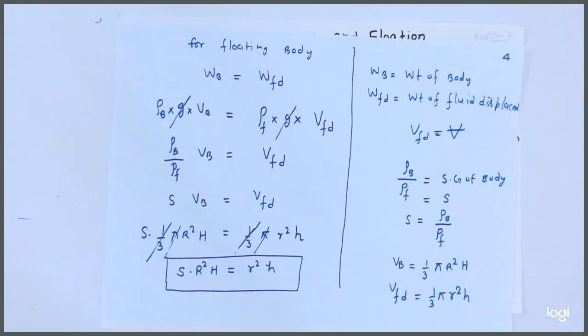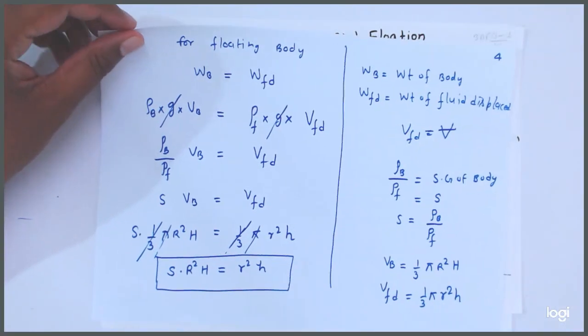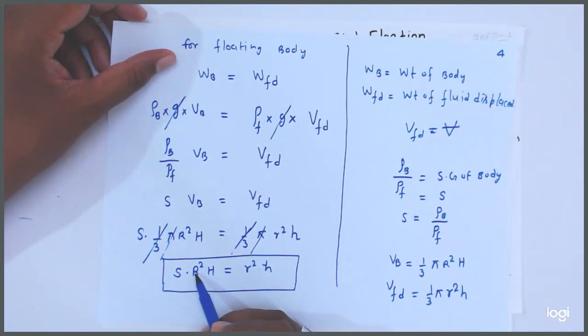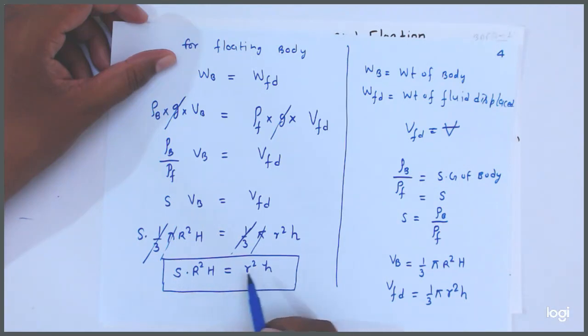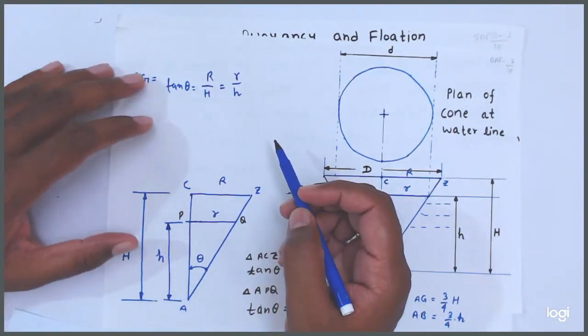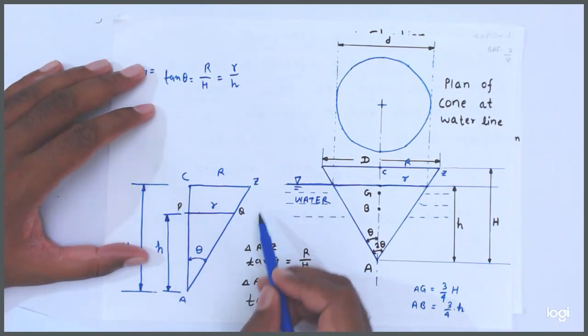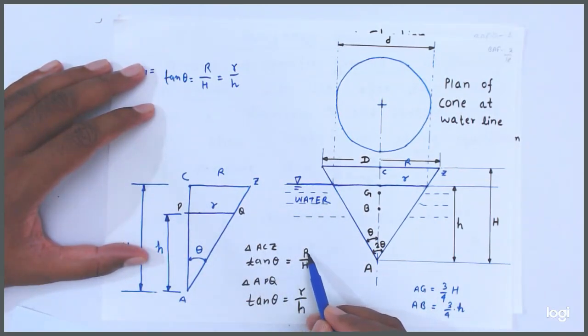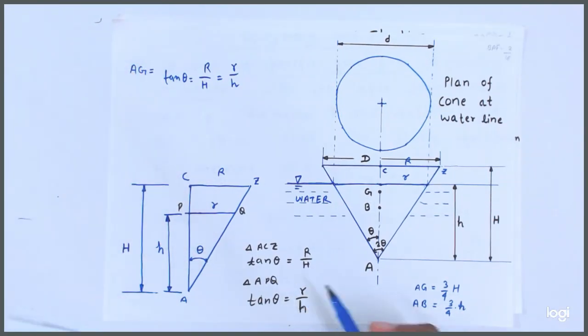here I explained to you, we will find the value of capital R and small r, and we will put it in these equations. Friends, I already explained here. You see in this triangle, tan theta is equal to capital R upon capital H and tan theta is equal to small r upon small h. So from here, capital R is equal to capital H into tan theta, and small r equals small h into tan theta. We will put it here.